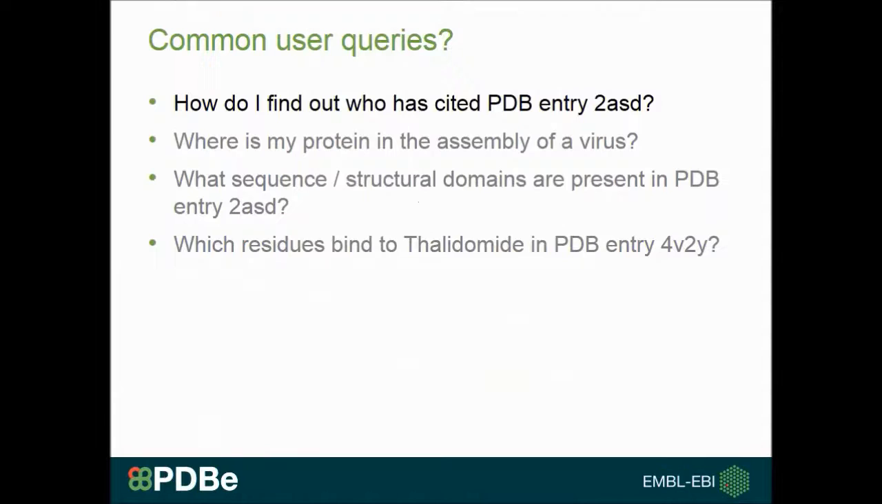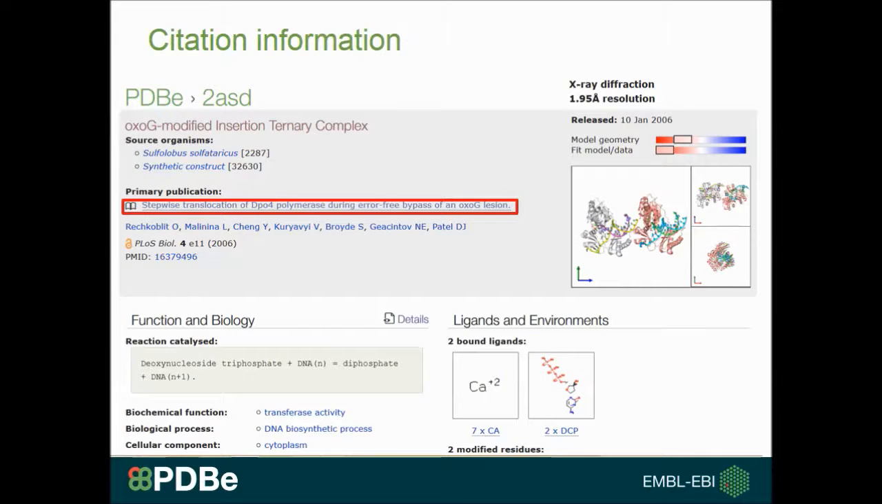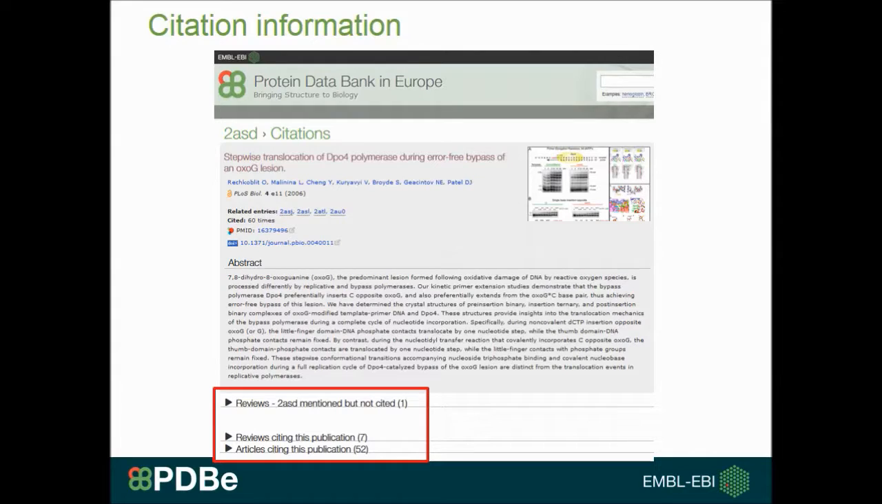So our common user queries that we have are: who has cited PDBe entry 2ASD? If we click on the primary publication up at the top, we get presented with this citation page where we give you the abstract of the paper, the authors of the paper, which related entries this publication is found in, and then at the bottom highlighted we can tell you who has cited this structure.